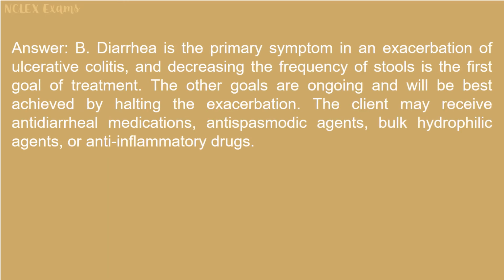Answer B. Diarrhea is the primary symptom in an exacerbation of ulcerative colitis, and decreasing the frequency of stools is the first goal of treatment. The other goals are ongoing and will be best achieved by halting the exacerbation. The client may receive antidiarrheal medications, antispasmodic agents, bulk hydrophilic agents, or anti-inflammatory drugs.